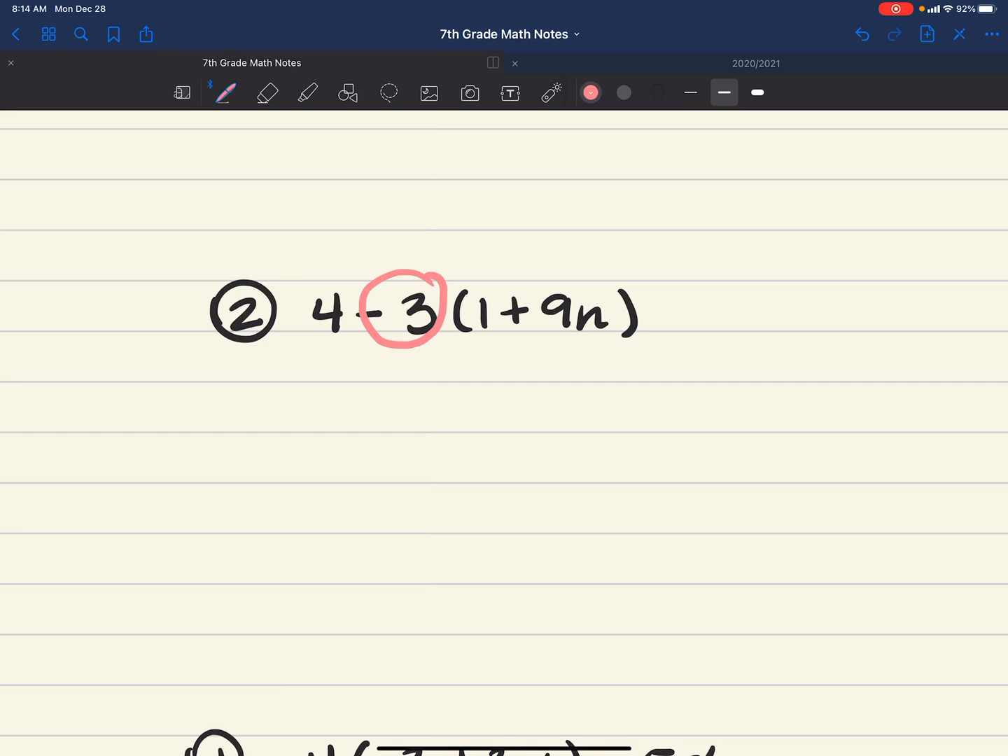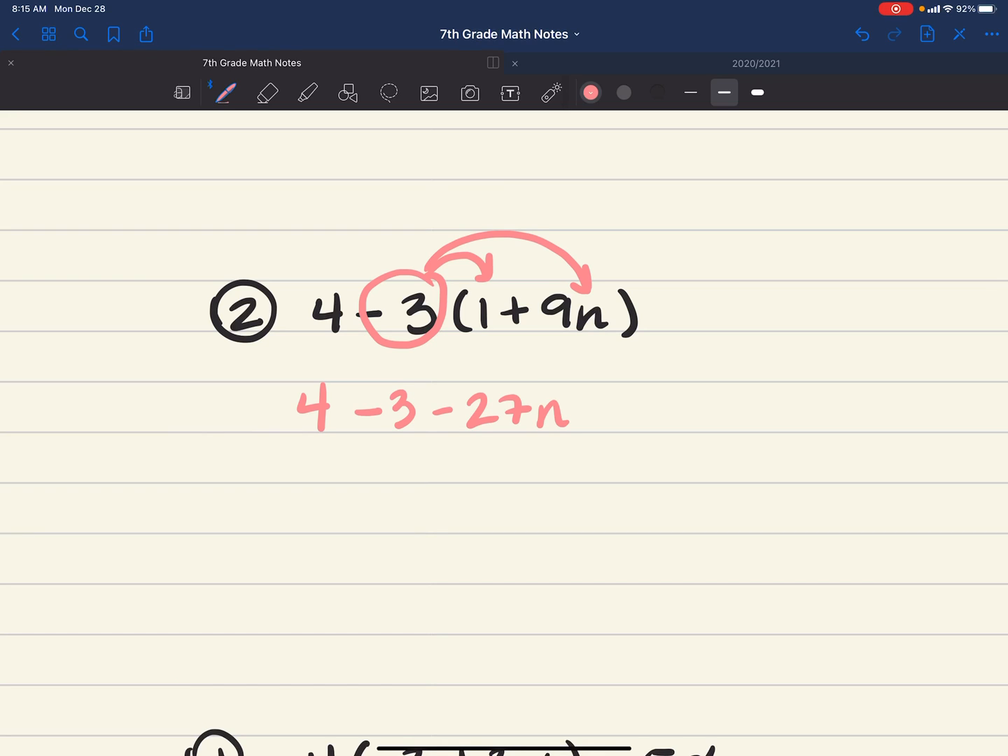So I'm going to multiply, distributing that negative 3 times 1 and 9n. So let's bring down that 4. Negative 3 times 1 is negative 3. Negative 3 times 9n, I know 3 times 9 is 27. So negative 3 times 9 is negative 27n. Just got to bring that down.